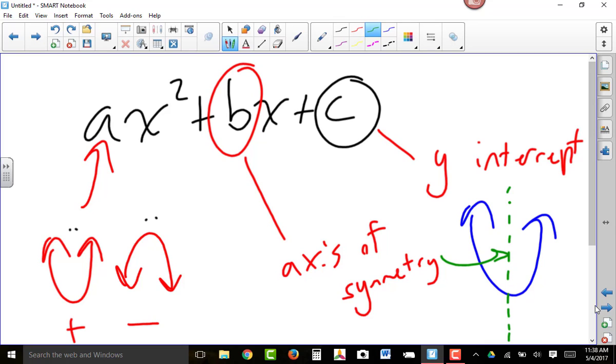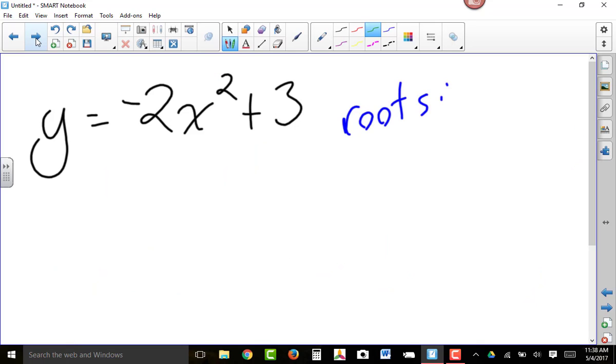Does that mean if b is 0, it'll start on that? So if my b is 0 and there's no bx, that means the axis of symmetry is going to be right at 0. So let's look at an example of that.